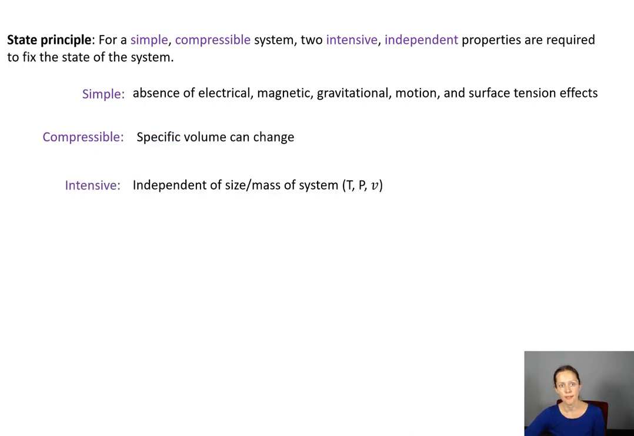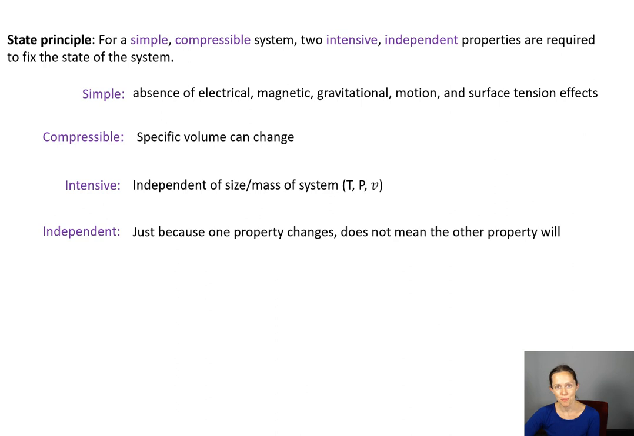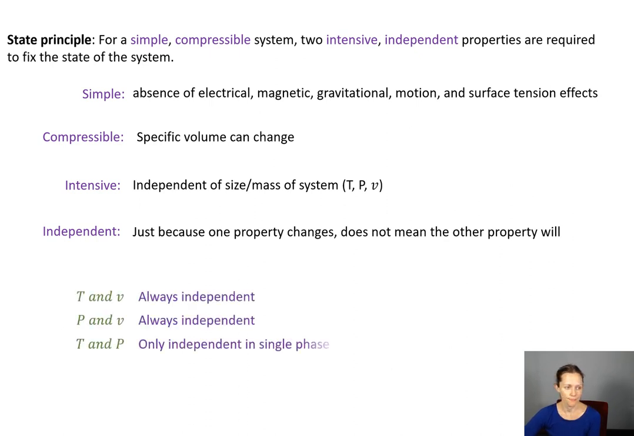Compressible means that the specific volume can change. Intensive means that the property is independent of the size or the mass of the system. So temperature, pressure, and specific volume are the properties that we've talked about so far. And independent just means that they're independent of one another. And if one of those properties changes, the other property doesn't necessarily have to change either.